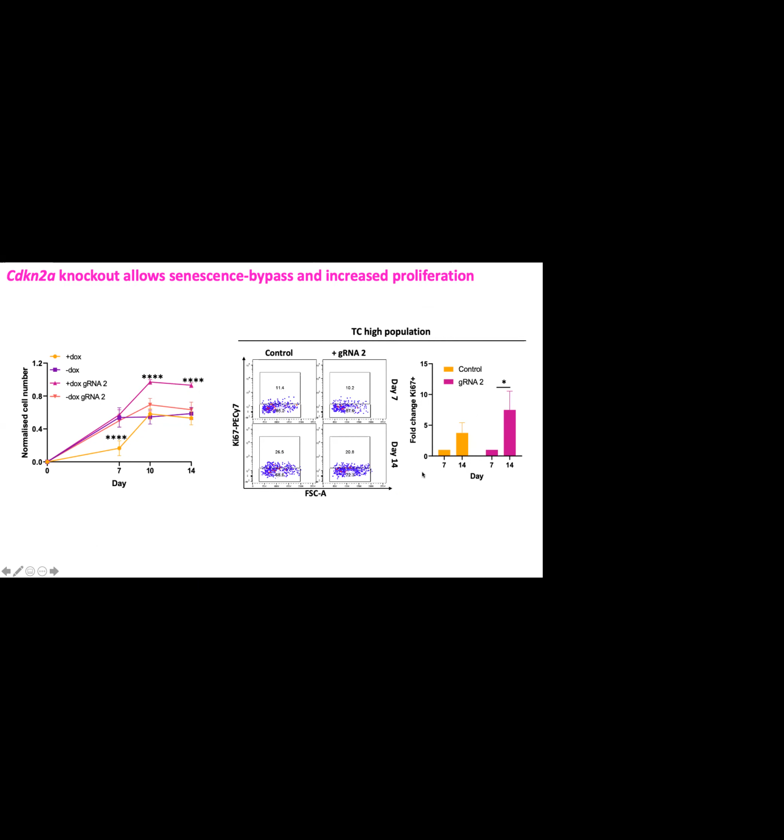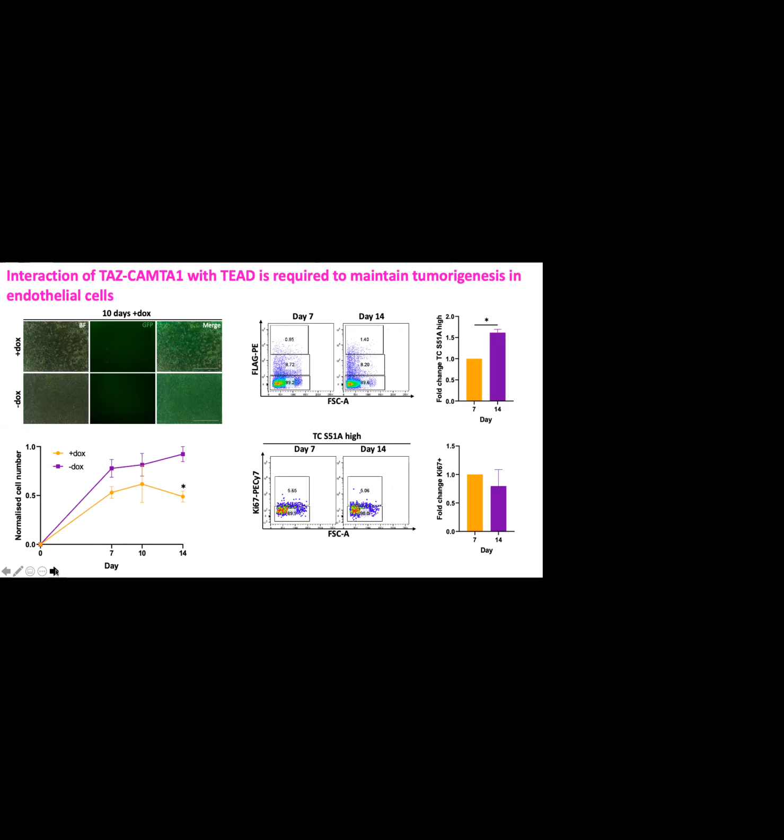And again, this is translated into the Ki67 positive fraction as well, which again increases significantly in the knockout conditions. So we could show there how the knockout of CDKN2A can overcome senescence.